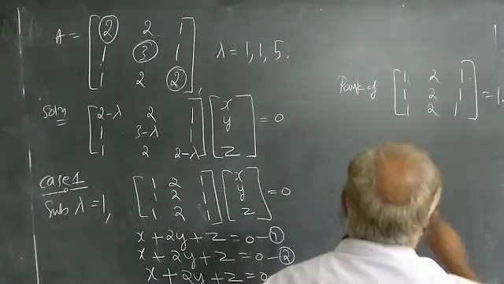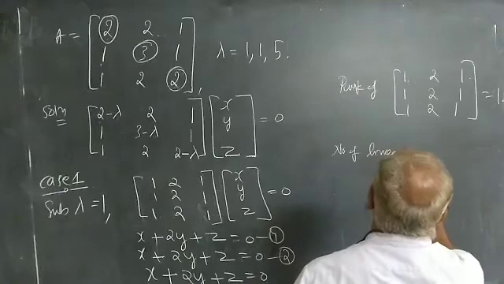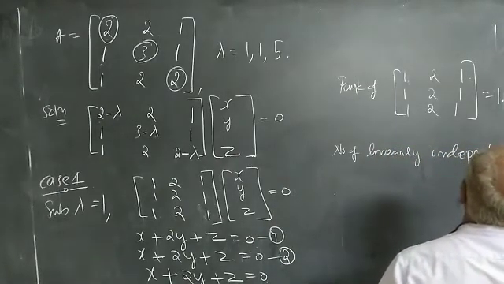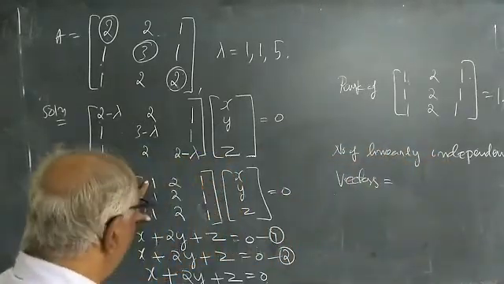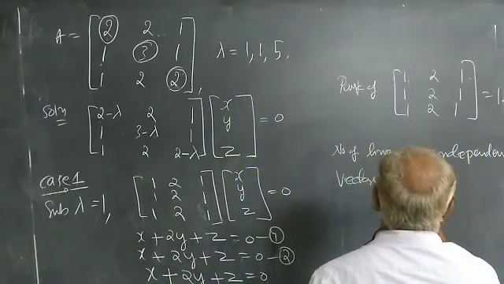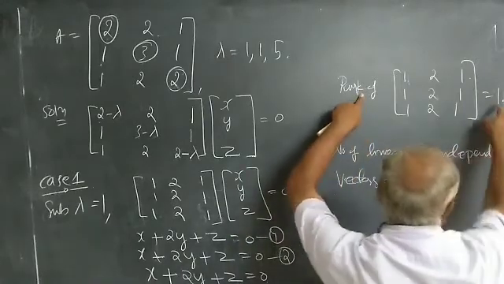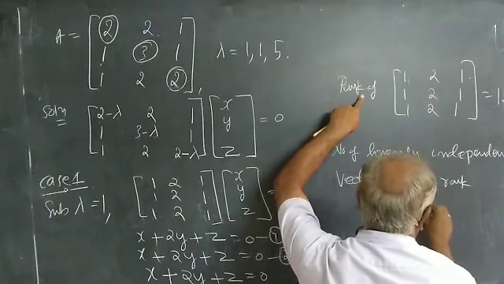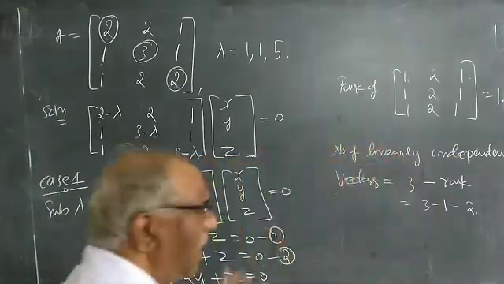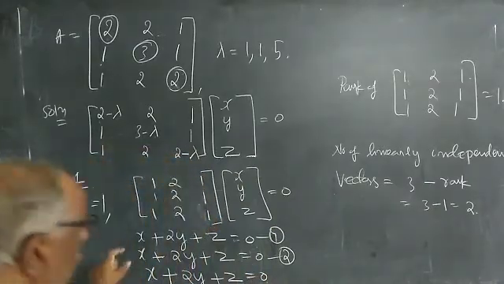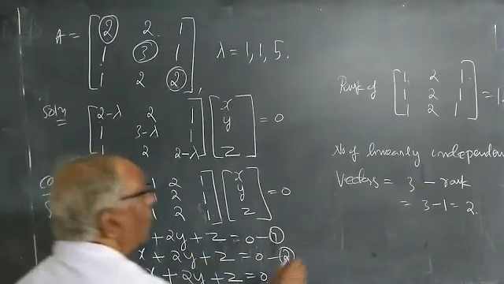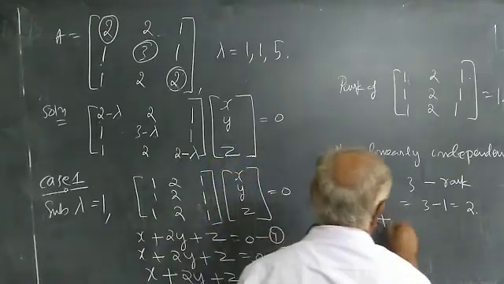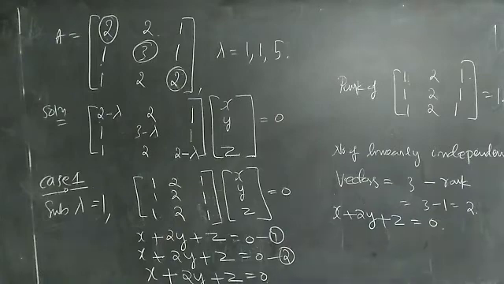The number of linearly independent vectors is equal to the number of variables, 3, minus the rank. What is the rank? 3 minus 1 is 2. So two linearly independent eigenvectors I have to find. The question is, how to find two linearly independent eigenvectors? I consider any one of these equations, since all the equations are the same. Consider this equation, x plus 2y plus z is equal to 0.